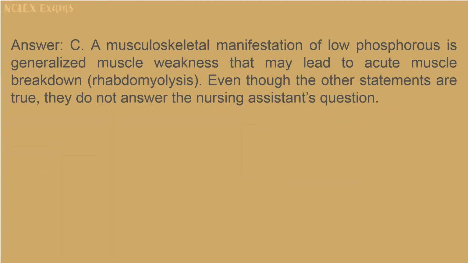Answer: C. A musculoskeletal manifestation of low phosphorus is generalized muscle weakness that may lead to acute muscle breakdown, rhabdomyolysis. Even though the other statements are true, they do not answer the nursing assistant's question.